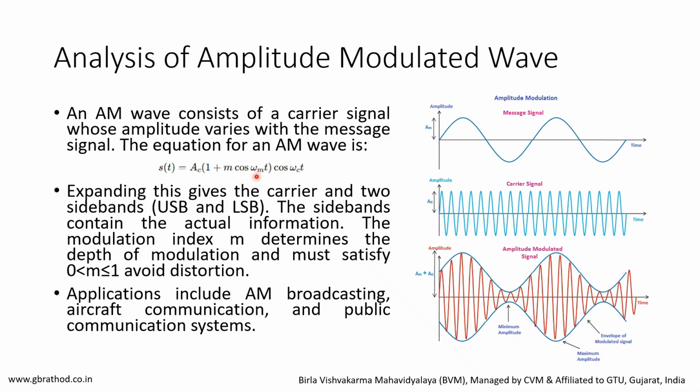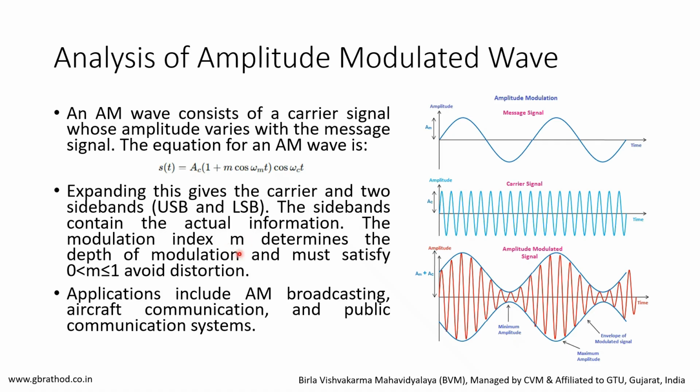This omega m is related to the message signal, and this omega c is related to the carrier signal. Wherever you see the small c, that is related to the carrier signal, and wherever you see the small m in this equation, it is related to the message signal. Now let us discuss a little bit about the sidebands. The sidebands contain the actual information. I'll discuss this in an upcoming slide.